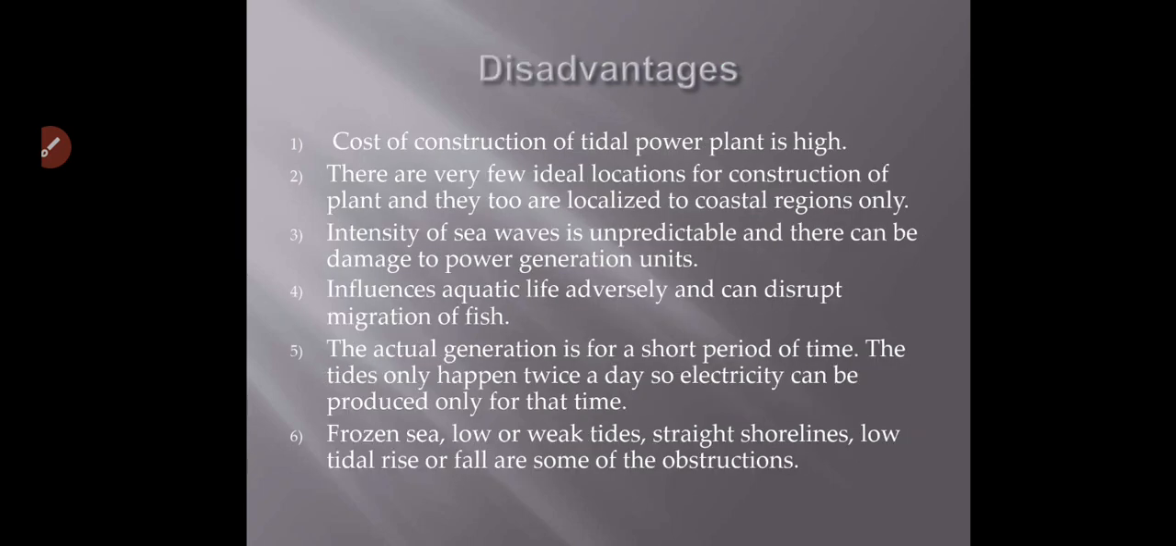Then the disadvantages. Cost of construction of tidal power is very high. There are very few ideal locations for construction of plants, and they are too localized to coastal regions only. Then intensity of sea waves is unpredictable, and there can be damage to power generation units.